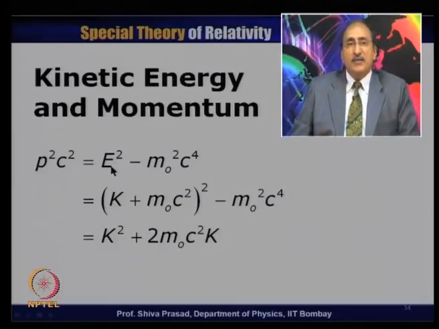And this energy E I have written as K plus m naught c squared, because we had defined K as m c squared minus m naught c squared and E was m c squared. So, this I can write as (K plus m naught c squared) whole squared minus m naught squared c to the power 4. You just open this up, this becomes K squared plus 2K m naught c squared plus m naught squared c to the power 4. That m naught squared c to the power 4 cancels with this. This equation comes out to be equal to K squared plus 2 m naught c squared K. So, this is the relationship between kinetic energy and the momentum.